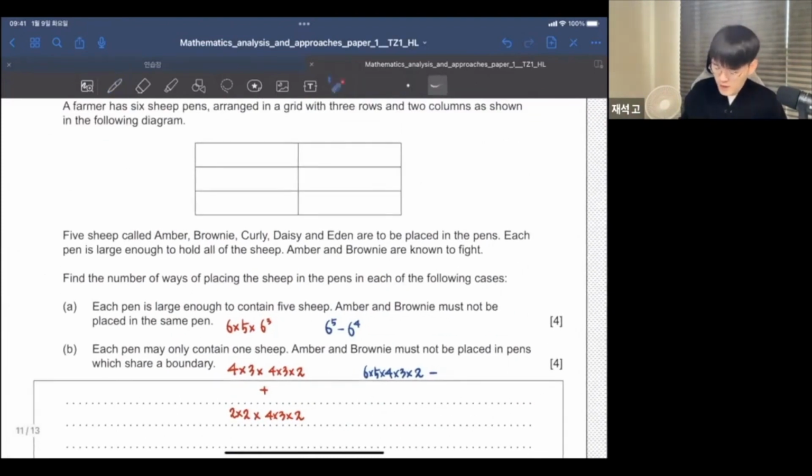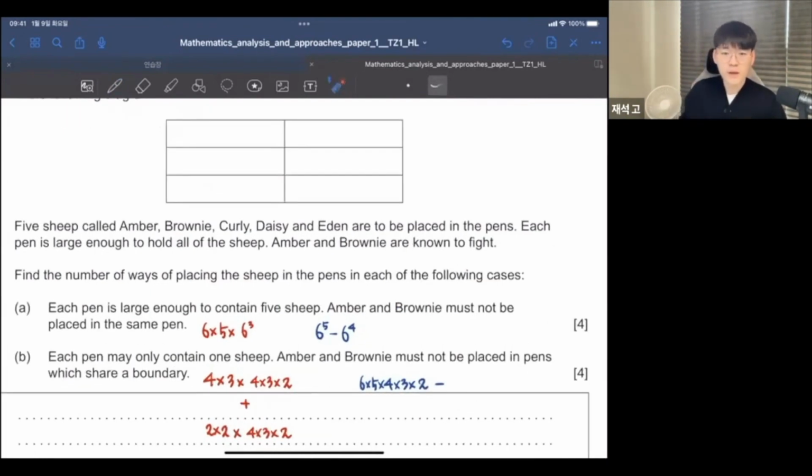When I think about other cases for sharing the boundary, I realize that you can share it like this and also like this. When I think about cases where Amber and Brownie share the boundary, there's not only sharing it horizontally like this, but also vertically like this. When I think about it like this, there are 1, 2, 3 cases of sharing the boundary. So there are 4, 5, 6, 7 things, right? And there's something like A and B, or maybe A and B are like this. So if we subtract those, it should work.